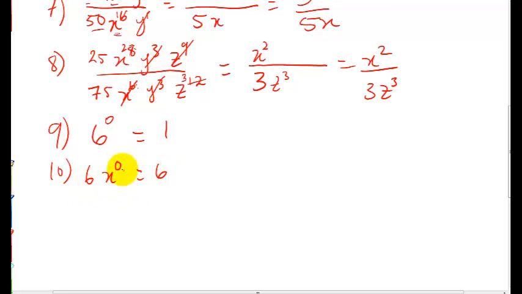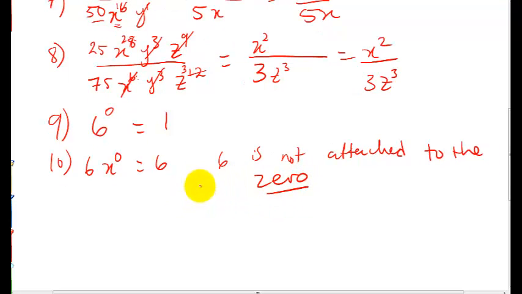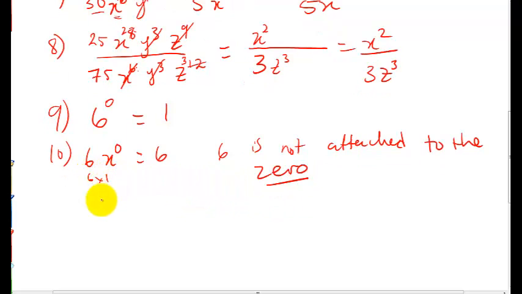Reason why? Because the 6 is not attached to the 0. Okay, 6 is not attached to the 0. So it doesn't go there, and it's just 6 times 1.